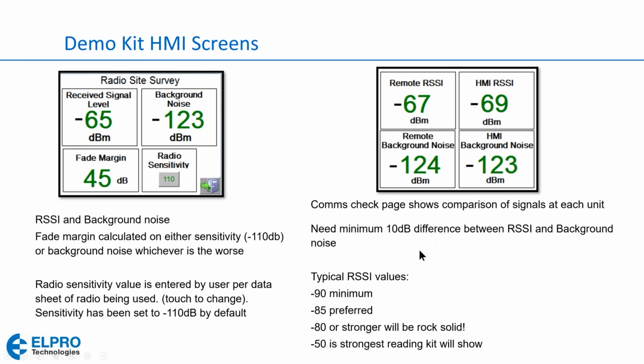Okay. So typical RSSI values that we're looking for, we want negative 90 as a minimum. Negative 85 is generally preferred. Negative 80 or stronger is rock solid. And negative 50 is the strongest reading that this demo kit will show. Now, this is for a 900 megahertz, 1 watt frequency hopping spread spectrum radio. For direct sequence radios, the numbers will be different.